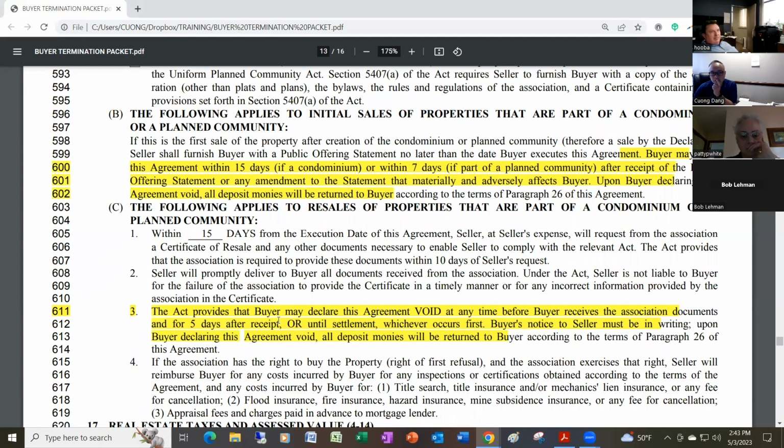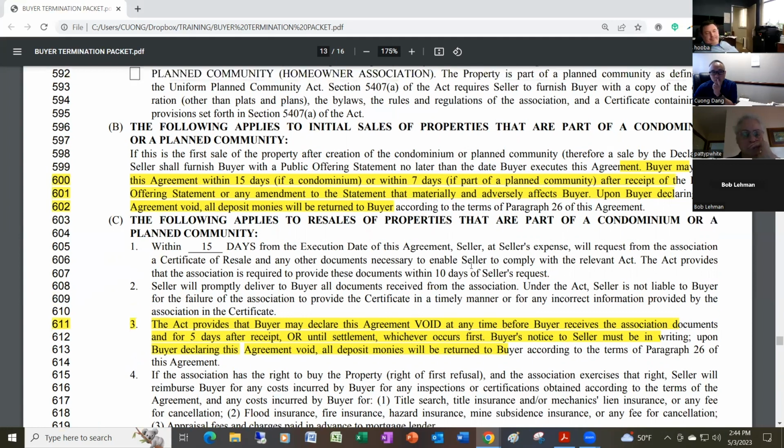Yep. Let's go back up to this one. This one seems like a weird one. Seller will request from the association its certificate of resale and any other documents. So it's not just a resale cert, it's everything. It's the declarations, it's the master insurance policy. Any documents associated with that HOA or condo.